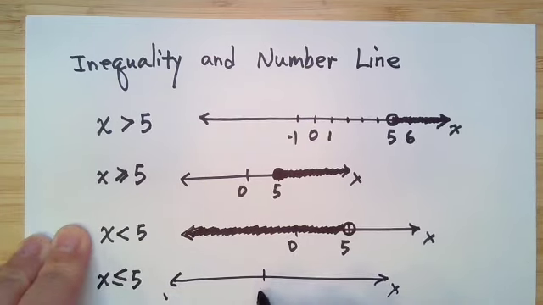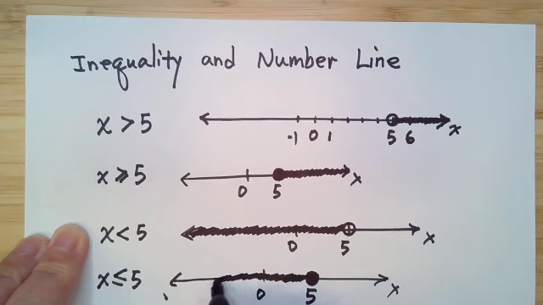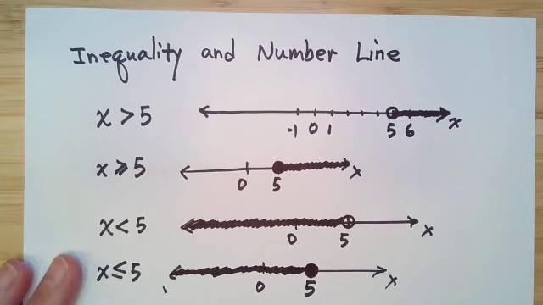And here's a 0. Point is 5. Less than or equal to 5, a solid point. And then put a mark on this part. So this is less than or equal to 5. Okay? So this is the basic concept about the inequality and the number line.